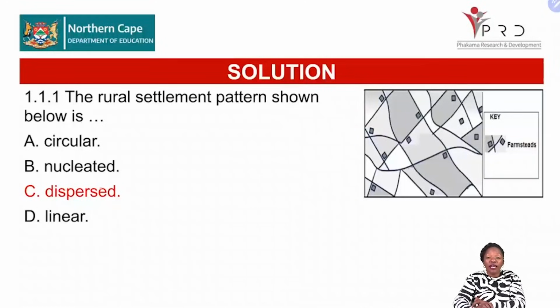And also, they have the alternative name. If you don't want to say dispersed, you can also say isolated. If you don't want to say nucleated, you can also say they are clustered. So looking at your circular as well as your linear, remember this is a shape and not the pattern. So you should pay attention. Is the question asking for the shape? Is the question asking for the pattern?